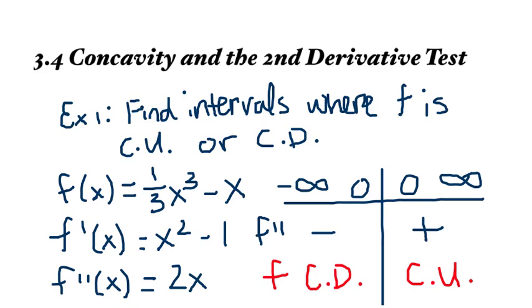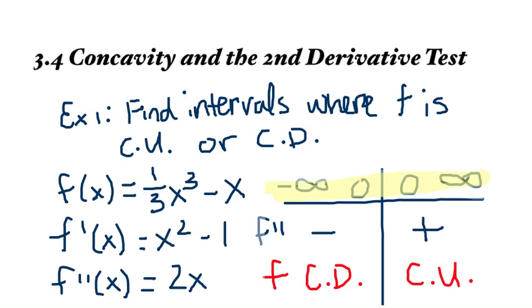So we found first the first derivative was x squared minus 1, the second derivative was 2x, and now, using the second derivative to analyze what's happening with the function, we do something very similar to what we had done in section 3.3, and we make a table or a chart using the intervals negative infinity to 0 and 0 to infinity.